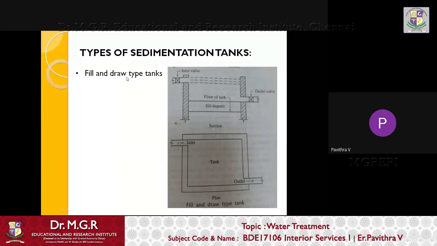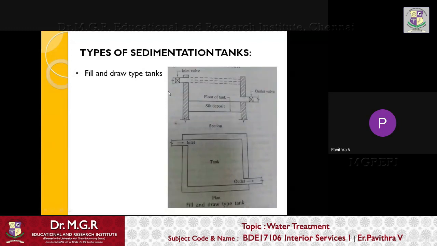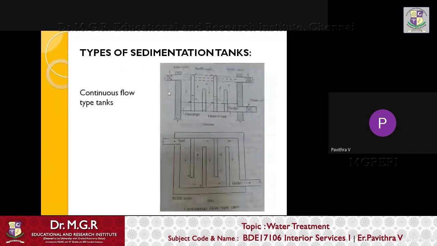There are two different types of sedimentation tank: the fill and draw type, and the continuous flow type. In the fill and draw type, I reduce the velocity of the water to a very minimum, and in the continuous flow type, I increase the velocity of the water. That is the difference between these two tanks.